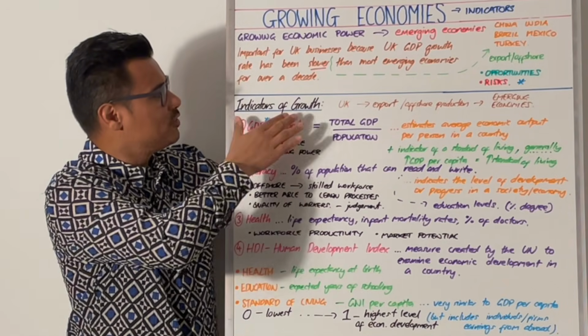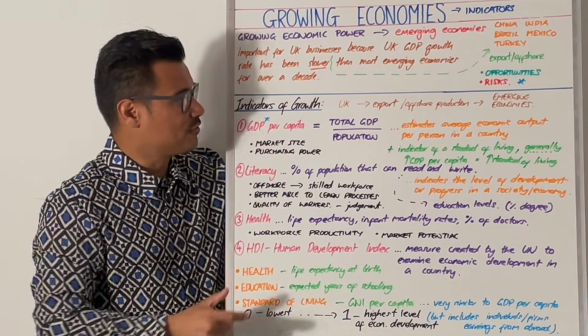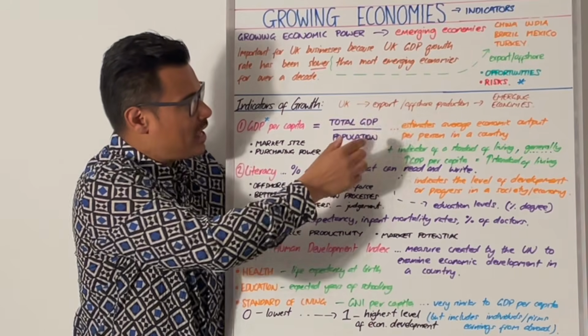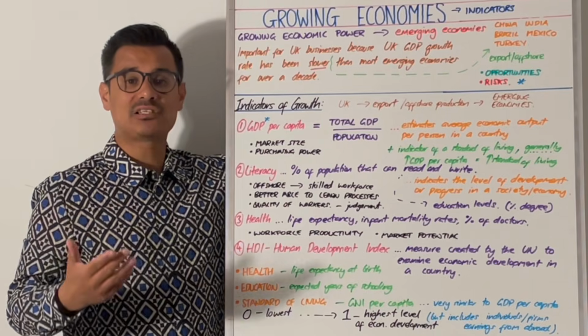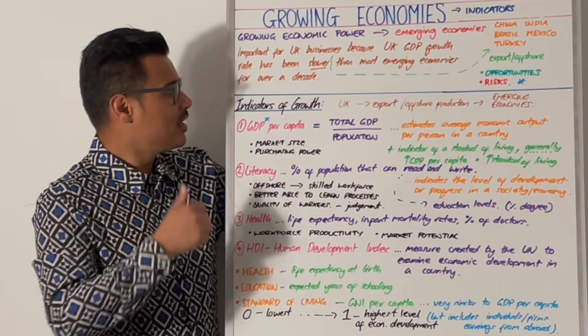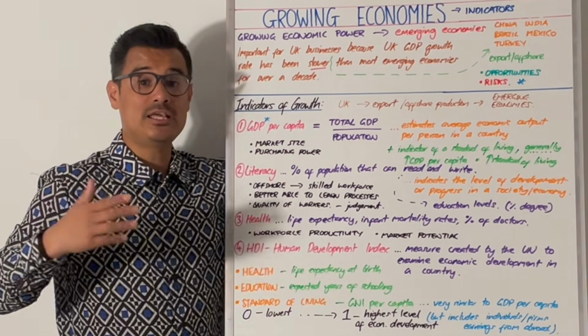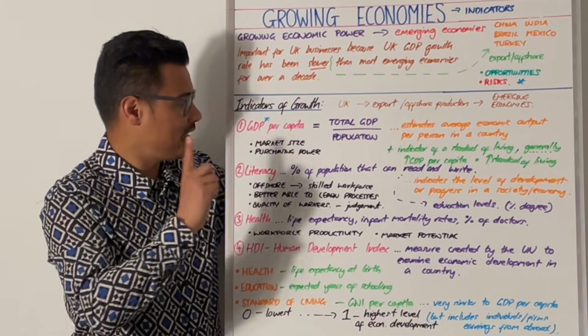The next thing we need to move on to is the indicators of growth. So UK businesses are looking to export or offshore production to these emerging economies. Here are some of the indicators they might think about. Now, one indicator that isn't here is GDP. And again, the card's up there for GDP.